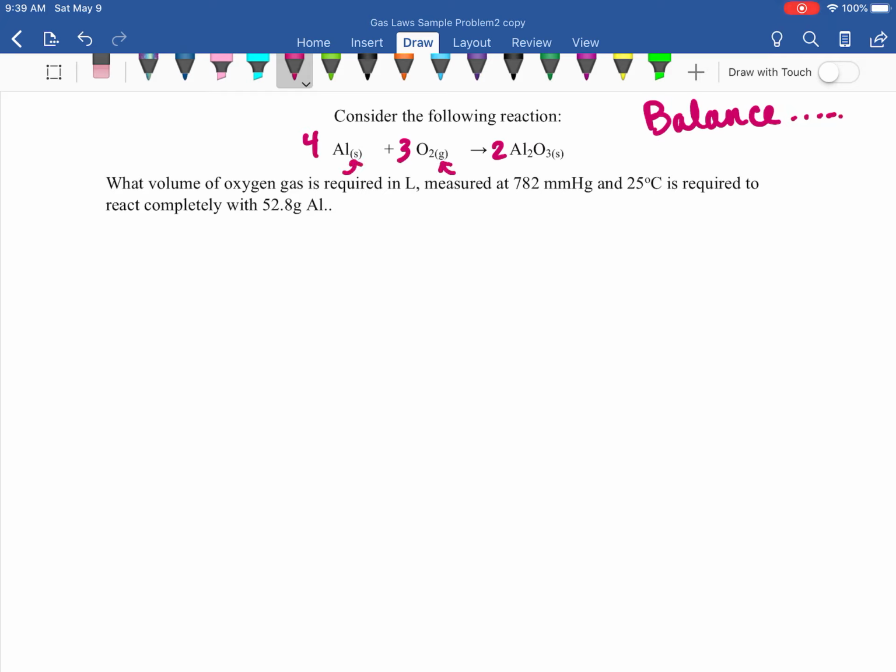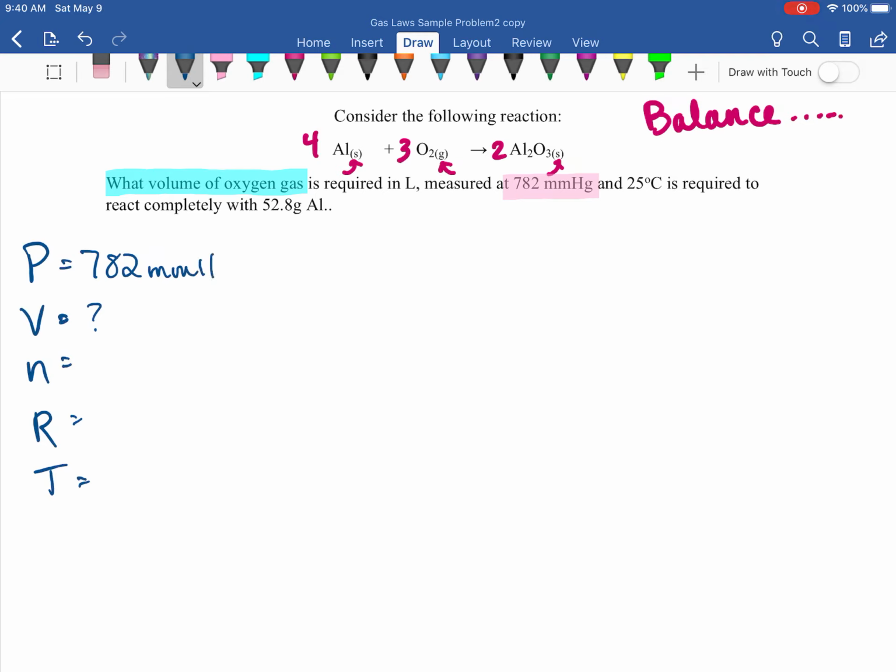I love it. All right, and then I notice we've got solids and gases mixed again. So if we're solving for oxygen, we need our PV equals nRT. And of course, we're going to look for oxygen, so I'm going to spell out this one. We're already being told we're solving for volume. Let's start to fill in what we know. I've got 782 millimeters of mercury, that's a pressure.